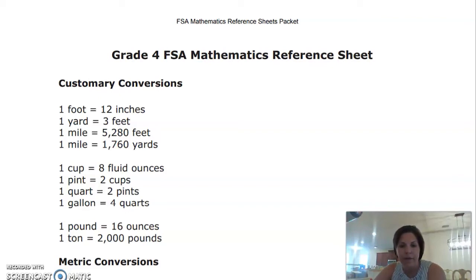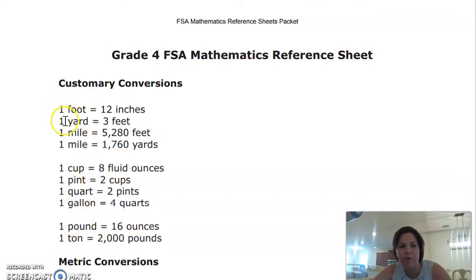All right, guys. So in math this week, we are going to continue with measurement conversions. I know that last week we spent a lot of time on customary conversions. The customary system is a system of measurement that's commonly used here in the United States. So these units of measurement were probably a little bit more familiar to us, right?